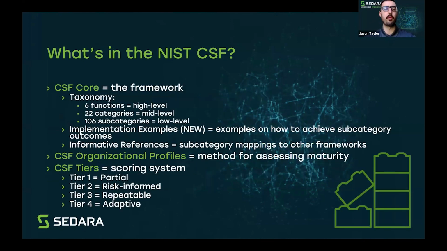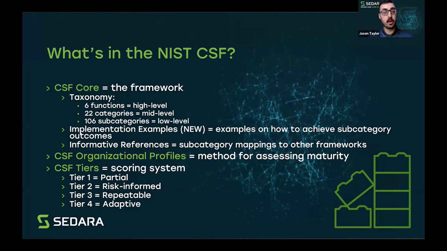What is actually in the framework? Well, we'll focus on the big taxonomy there, which are the 6 functions, 22 categories, and 106 subcategories. That is the hierarchy inside of the NIST CSF framework that describes all of those outcomes organizations should seek to achieve. So we'll look at those in more detail on the next slides. But I also want to draw your attention to the 2 other parts of the core of the NIST CSF. And those are implementation examples.